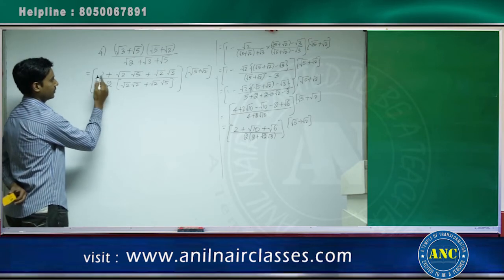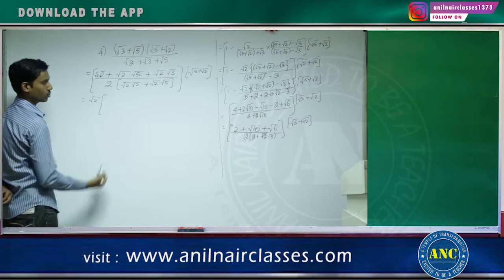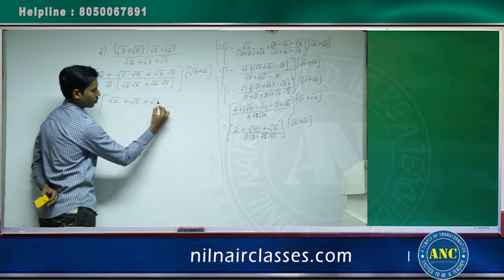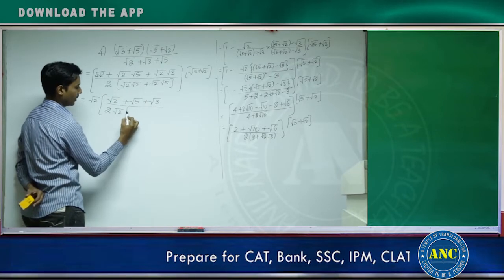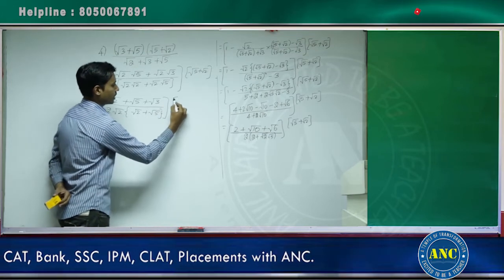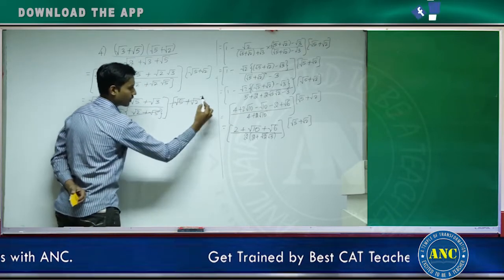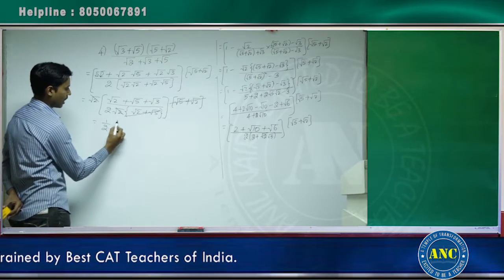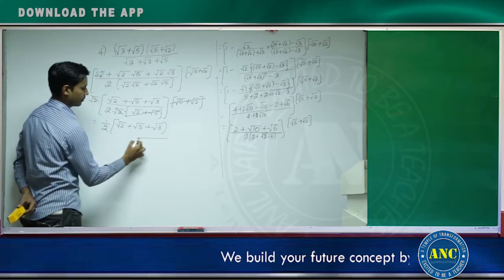In the numerator, this also can be written as root 2 into root 2. If I take root 2 common in the numerator, this becomes root 2 plus root 5 plus root 3. Similarly, in the denominator, already 2 is there. In these two, if I take root 2 common, again this becomes root 2 plus root 5. Here it is multiplied with root 5 plus root 2. Root 2 plus root 5 and root 5 plus root 2 both will cancel. Here root 2 and root 2 will cancel. Now you are only left with half of root 2 plus root 5 plus root 3. You cannot further simplify this, so this should be the answer.